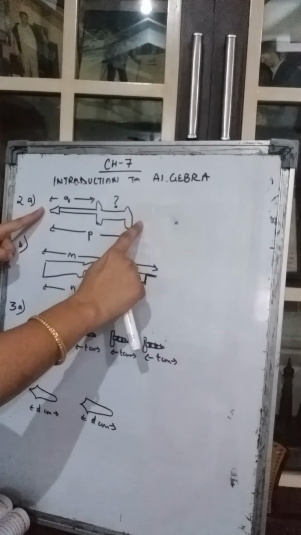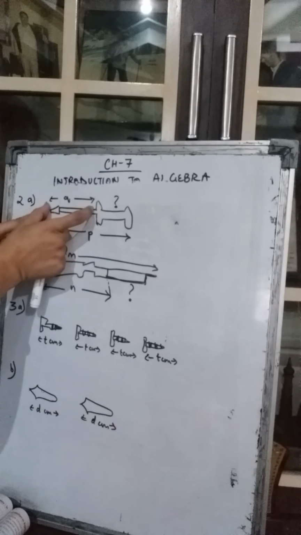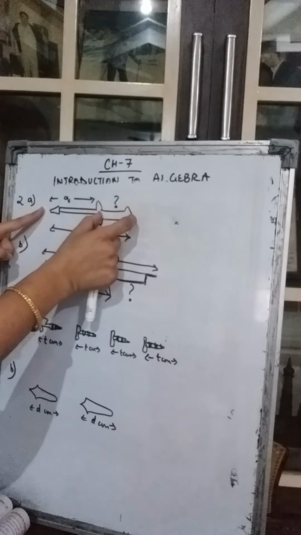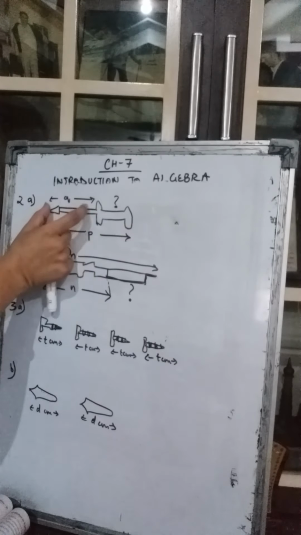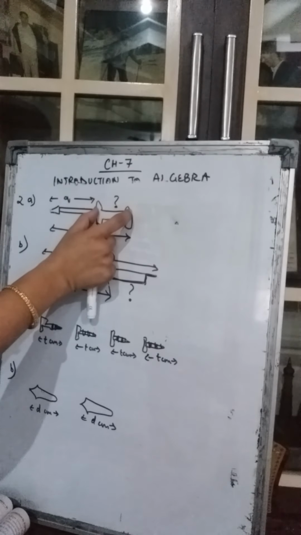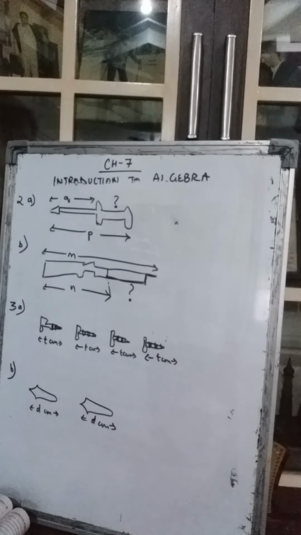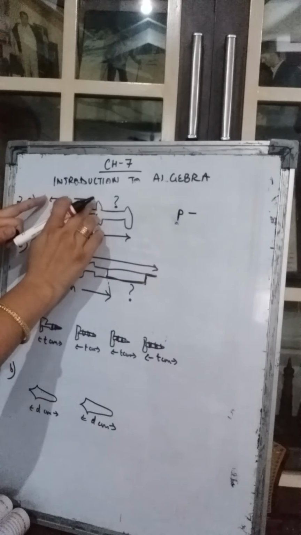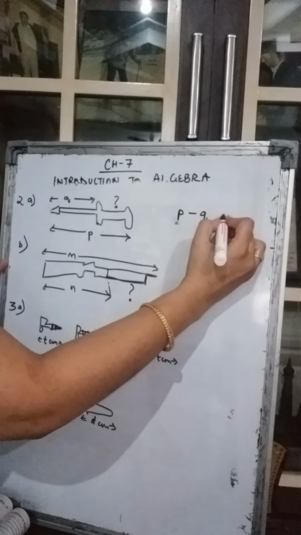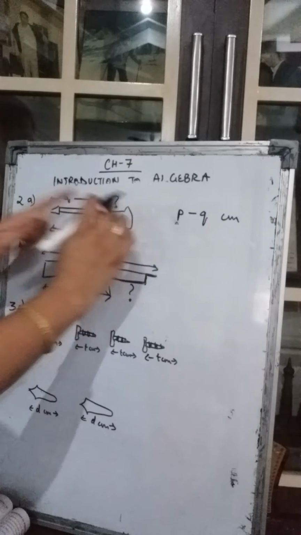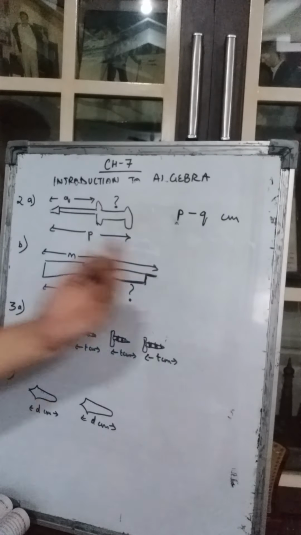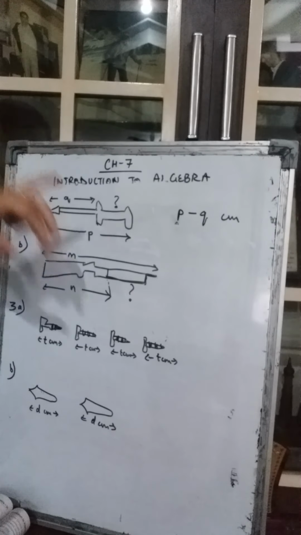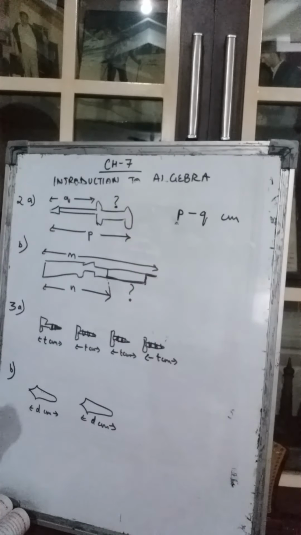Suppose the total length was 5 and this screw was 2. So what was this length then? 5 minus 2. This you would have got like that only, na? So what you will do here, write the total length P minus this portion Q. This much centimeter is the length of the handle. Got it? From the total, we have subtracted whatever is given to us. So we will get the length of the remaining part.